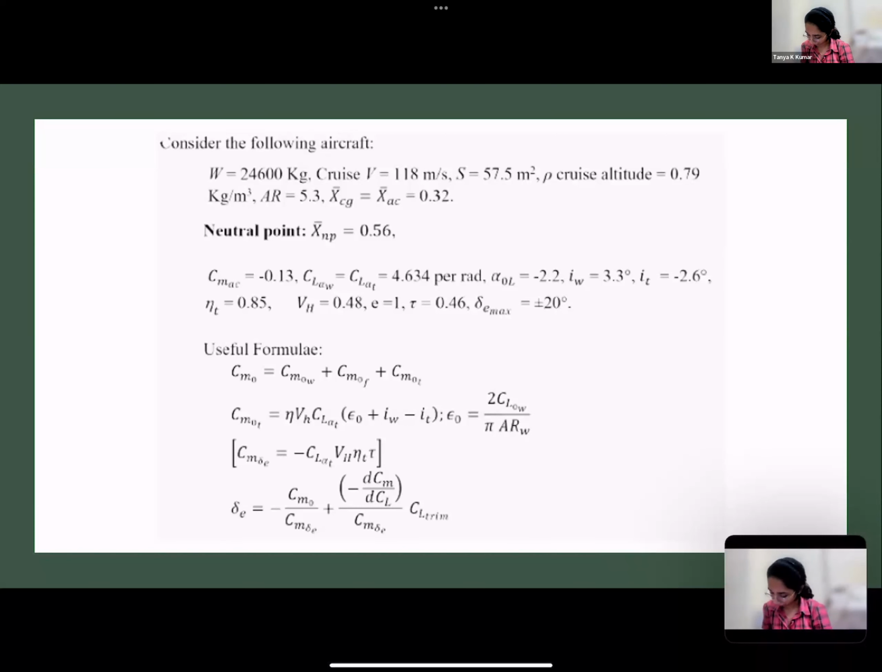Before we proceed, remember that this formula gives you the angle in radians. Similarly, its rate, d epsilon by d alpha. All of the parameters on the RHS of the equation should be in per radians or radians. Then only the equation is valid. All right, so let's proceed.